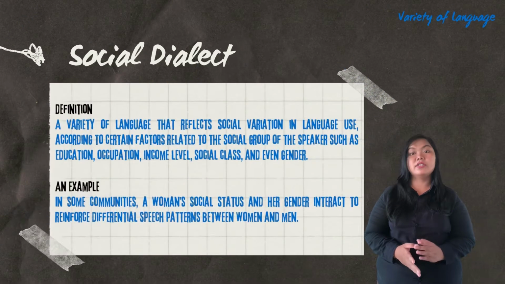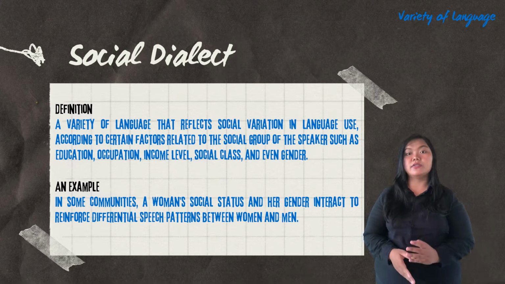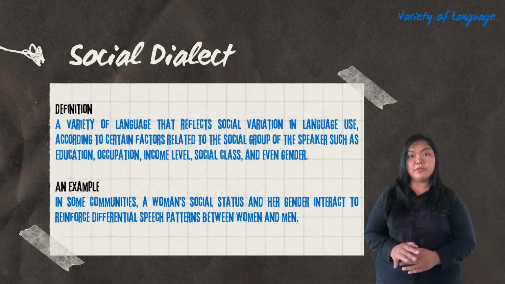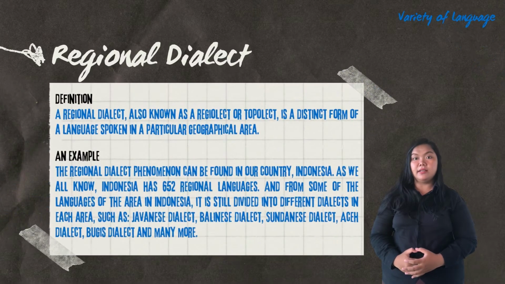The first, social dialect, a variety of language that reflects social variation in language use according to certain factors related to the social group of the speakers, such as education, occupation, income level, social class, and even gender. For example, in some communities, a woman's social status and her gender interact to reinforce differential speech patterns between women and men.